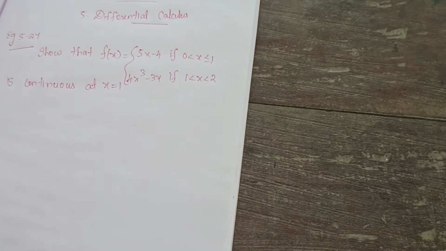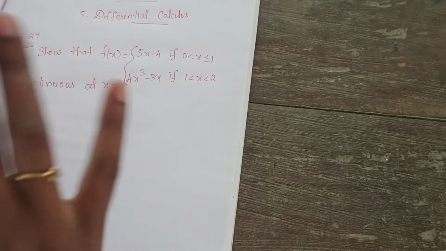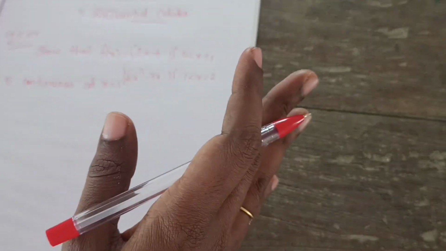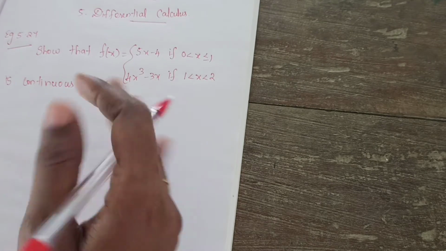Show that f of x, which is given, is continuous at x equal to 1. We need to prove it is continuous at x equal to 1. It's nothing but the right hand limit of f of x is equal to the left hand limit of f of x at x is equal to 1. If both are equal, we will say it is continuous. If it's not equal, we will say it's not continuous. That's the only thing.